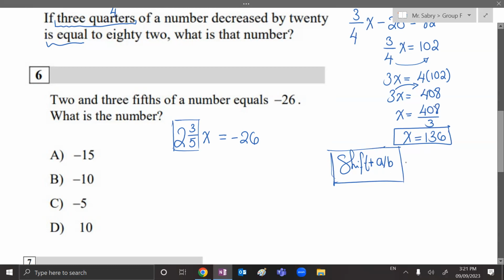So shift plus A over B. Do you understand how you write this one out? And the 3 spaces came up. So write those numbers, 2, 3 over 5.